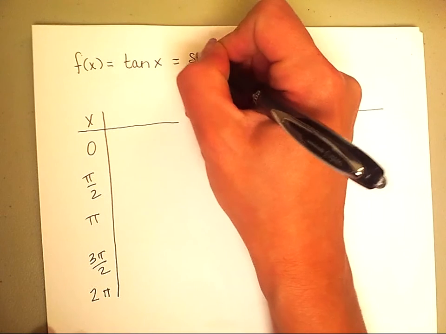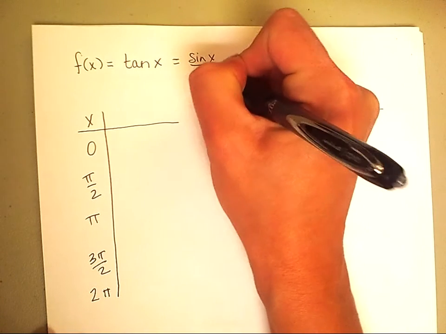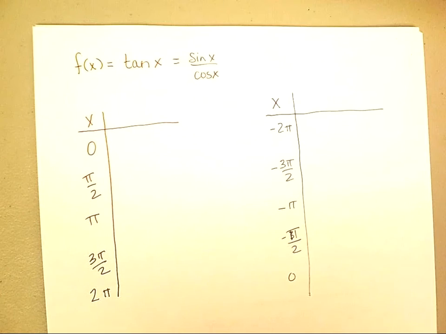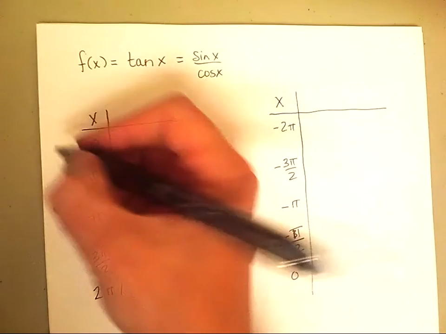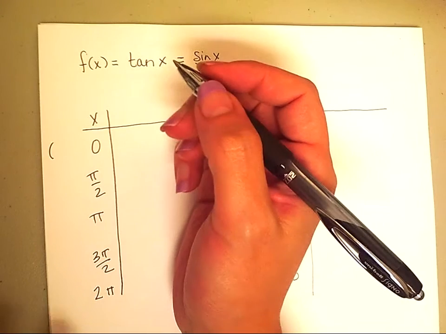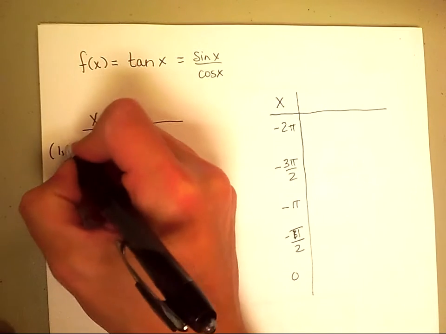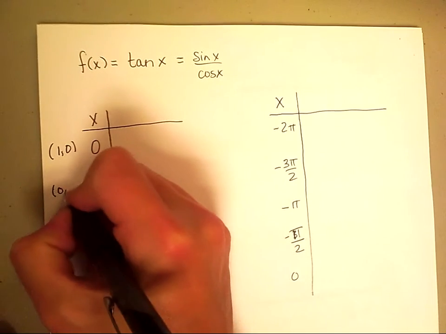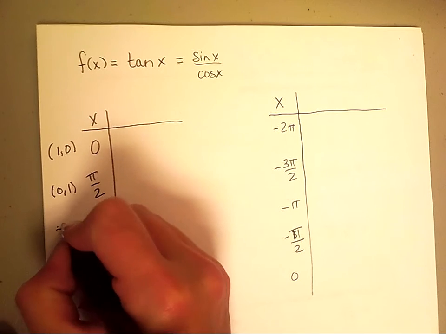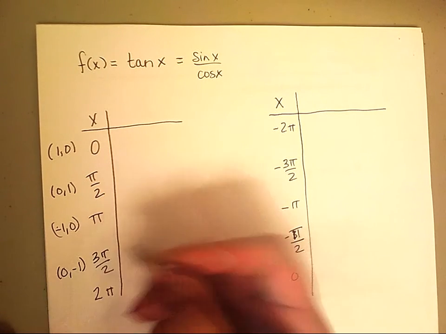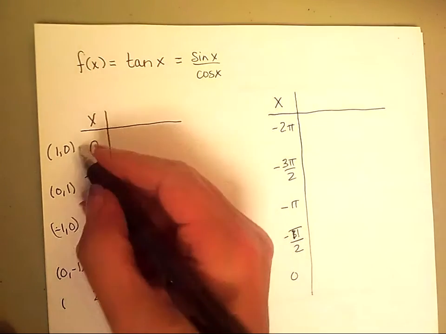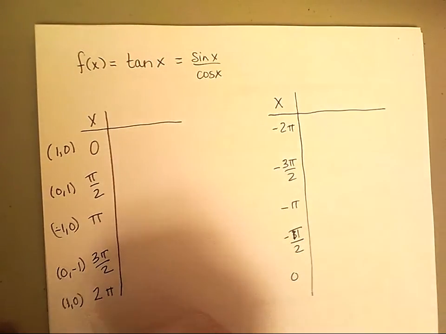Now remember, the tangent of x is the sine of x over the cosine of x. And our ordered pair here, when x is 0, that's 1 comma 0. This is 0 comma 1. This is negative 1 comma 0. This is 0 comma negative 1. And then we're back at 1 comma 0.